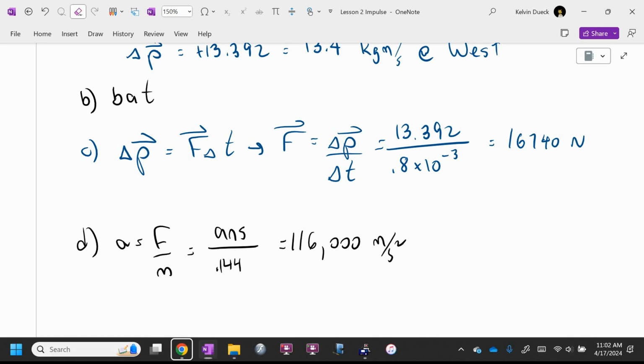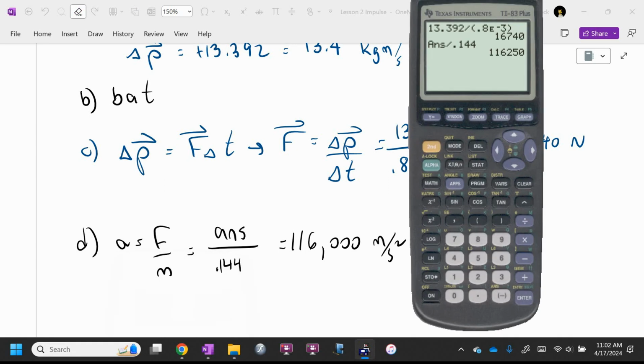Just to let you know, I could have gone VF, which was 55, minus VI, which was negative 38, divided by T, which was 0.8 milliseconds. And lo and behold, I get exactly the same answer. Either of those approaches are fine. I'm just trying to pick the laziest one to get there, because lazy but organized.